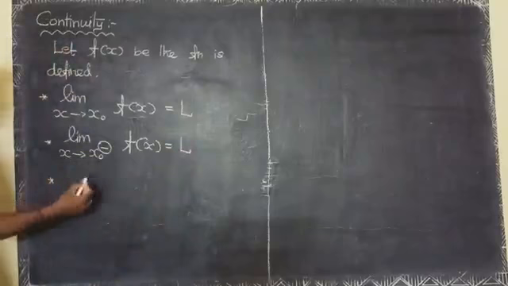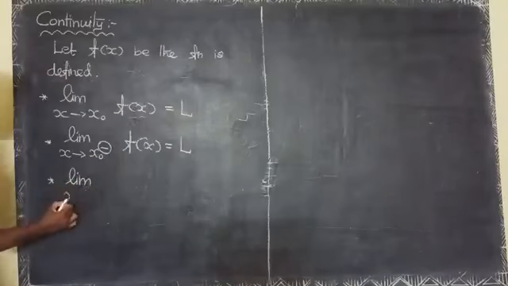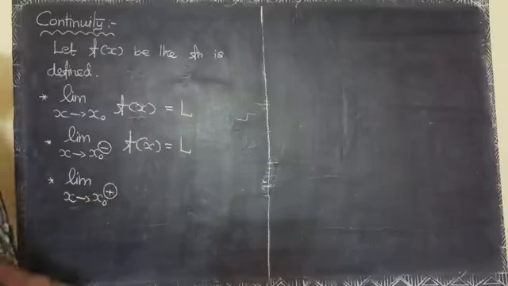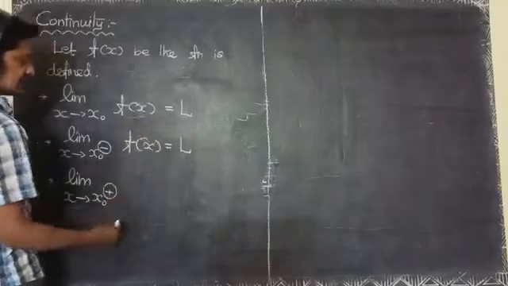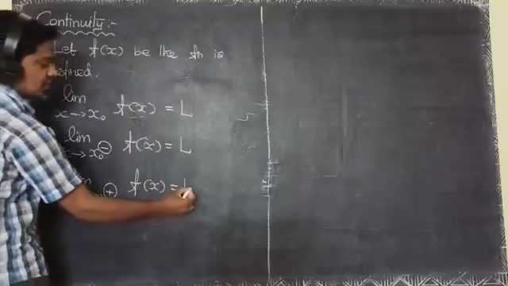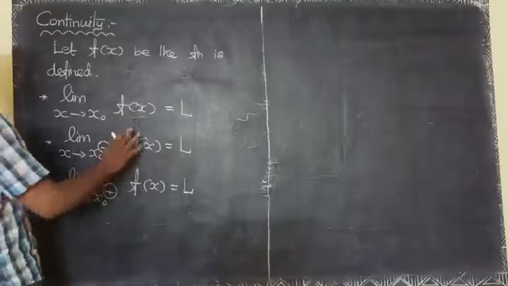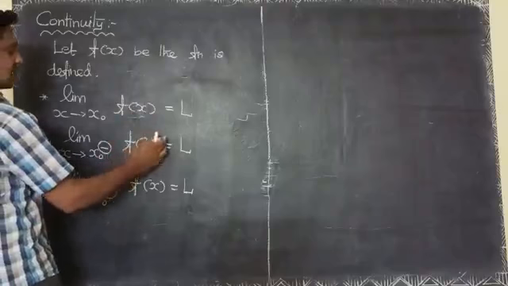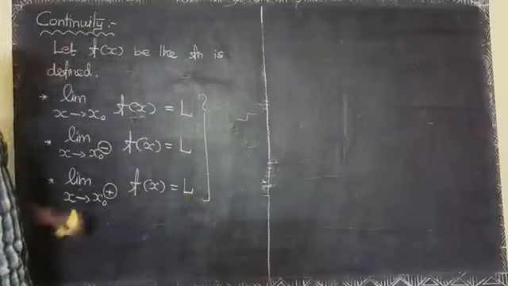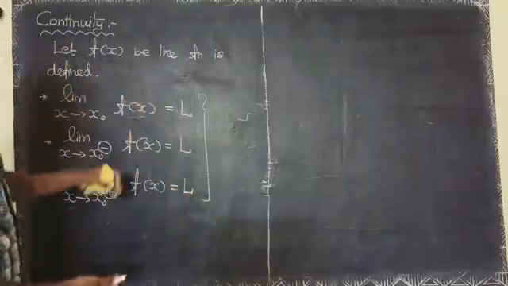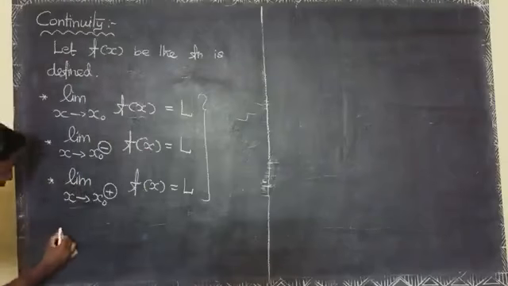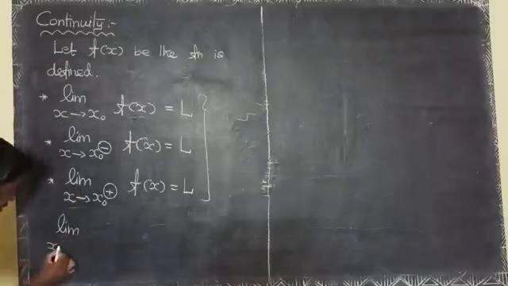To find the right approach, limit as x approaches x naught plus means the sign indicates x approaches x naught from the right side, f of x has some value, that is L. Okay, here f of x naught minus and f of x naught plus are all equal, which means a unique real number.